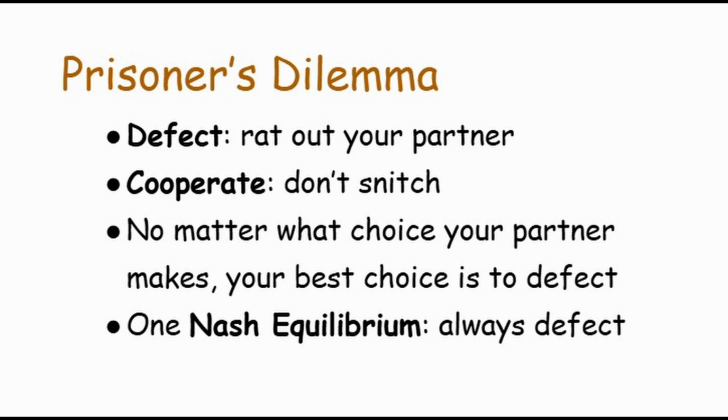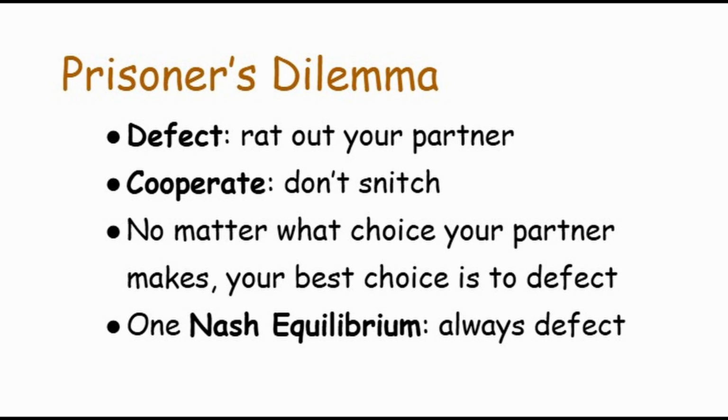However, the logic of the game says that no matter what the other prisoner does, your best option is to defect. If the other guy chooses not to rat you out, then you go away scot-free. And if he does choose to rat you out, you're still better off if you choose to rat him out, because you're better off going to prison for 12 years than for 20 years. So that's the scenario. The best option for the group is if they both cooperate, but the best option for each individual is to defect. So in game theory terms, the prisoner's dilemma has a single Nash equilibrium of always defect.